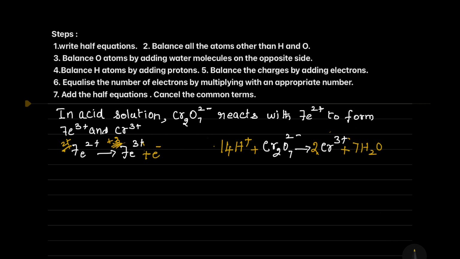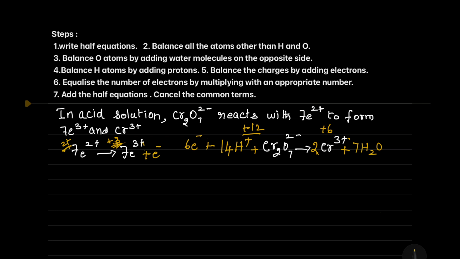Whereas in the second half equation, the net charge on the left side is +12. Since it is 14+ due to 14 protons and 2- due to the dichromate ion. And that on the right side is +6 since there are 2 chromium 3+ ions. Therefore, if we add 6 electrons to the left side of the second half reaction, the charges are balanced.